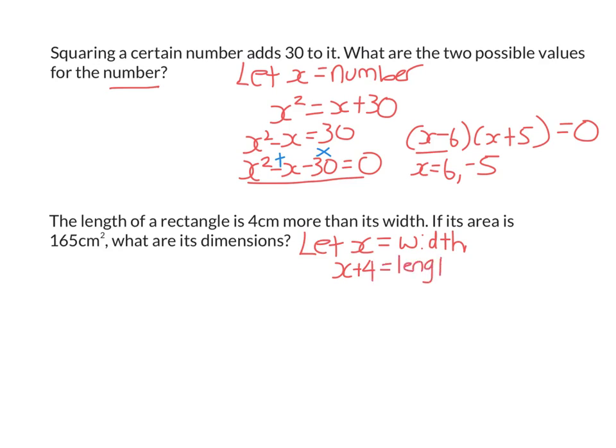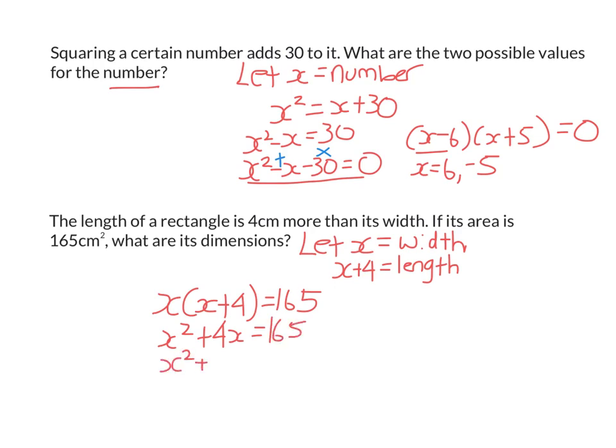So we know that the area of a rectangle is just width times length. And that area we're told is 165. So now we've got our equation. We just solve it. We want to get one side equal to 0. So we'll start by expanding the brackets. And then what we're going to do is subtract 165 from both sides.